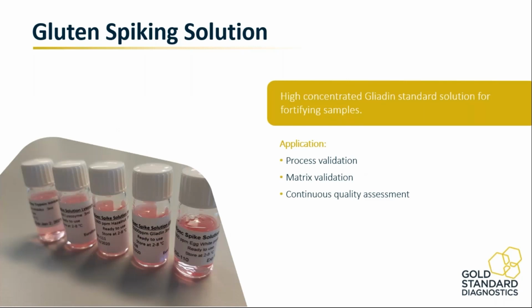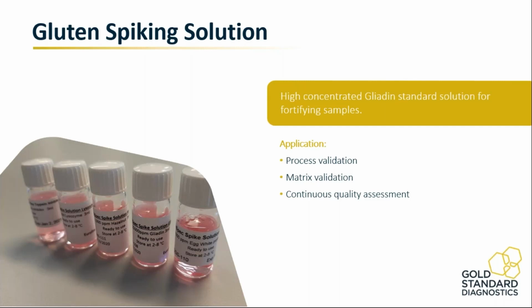Regarding the spiking solutions, this is something quite unique that you can find in the market. They are vials with a highly concentrated gliadin standard solution for fortifying the sample. So they are the perfect tool for the validation process. When you want to validate the kit in your lab, the customers can prepare the samples to the concentration that they want, 10 ppm, 20 ppm. And also, you can test the matrix validation.